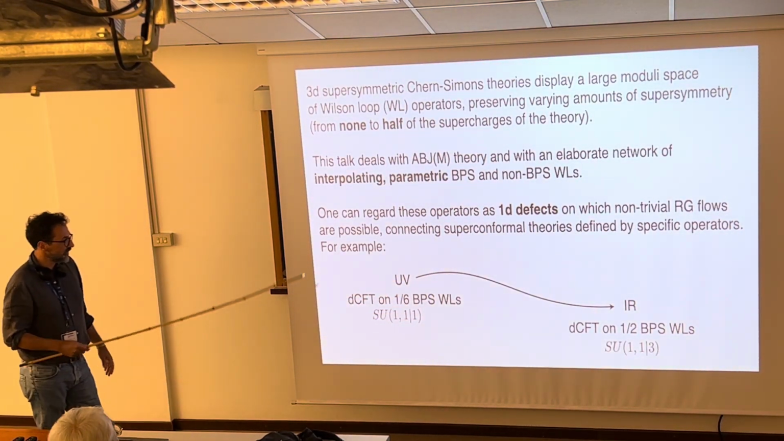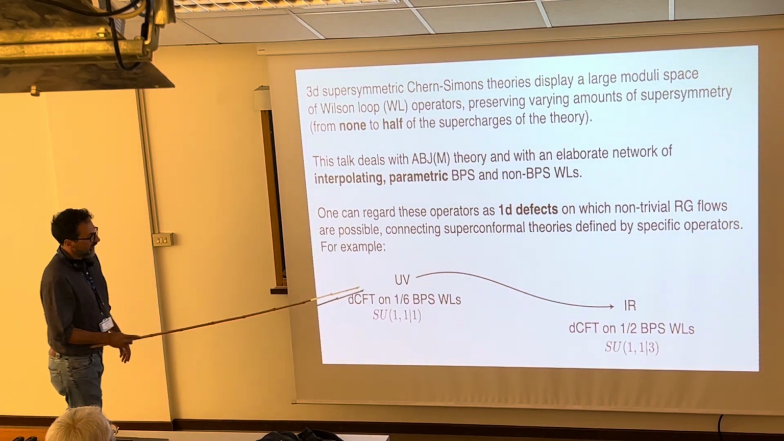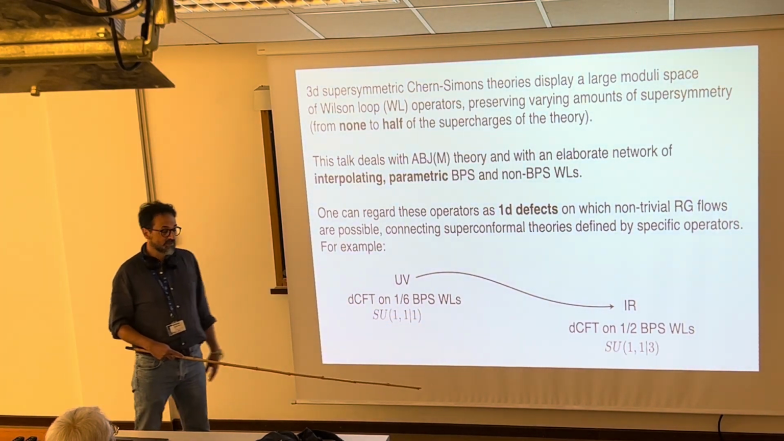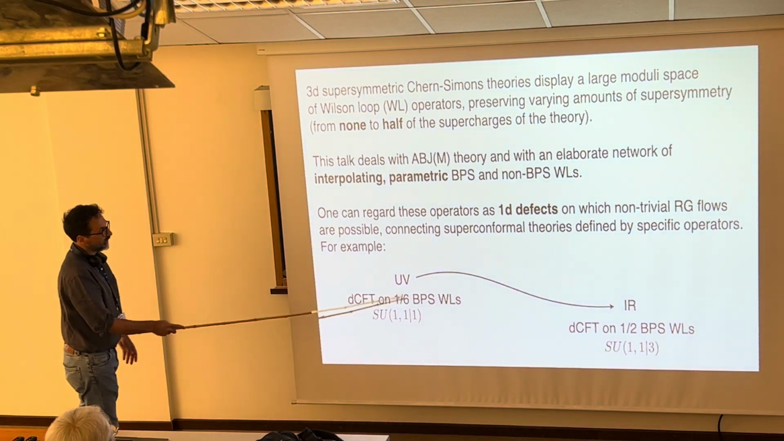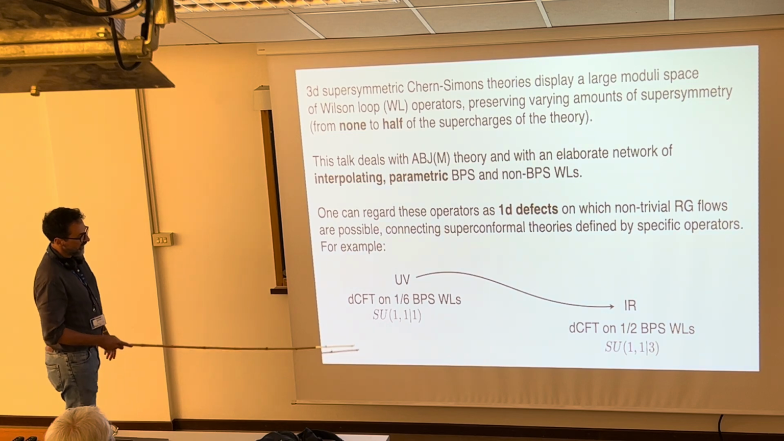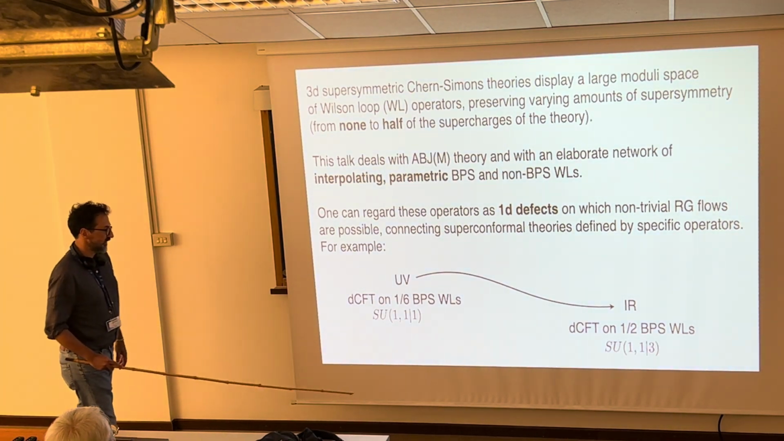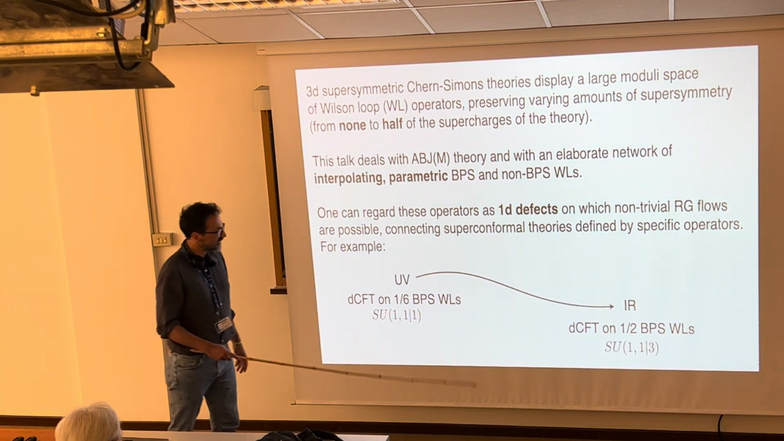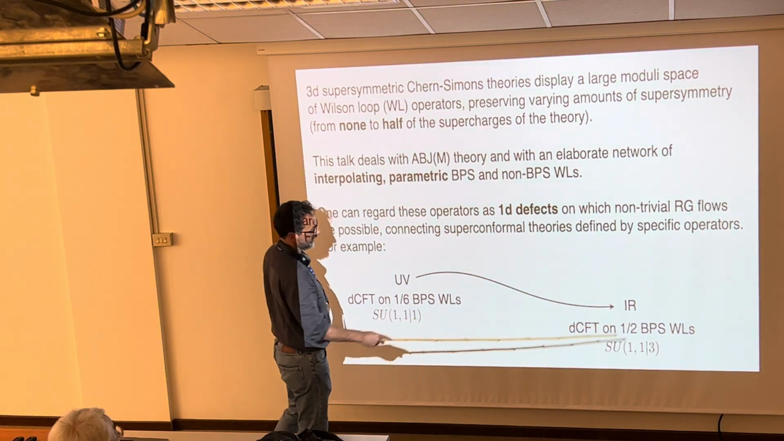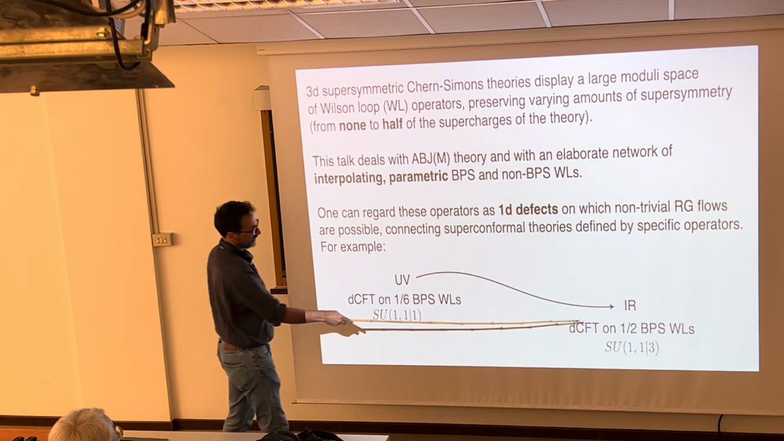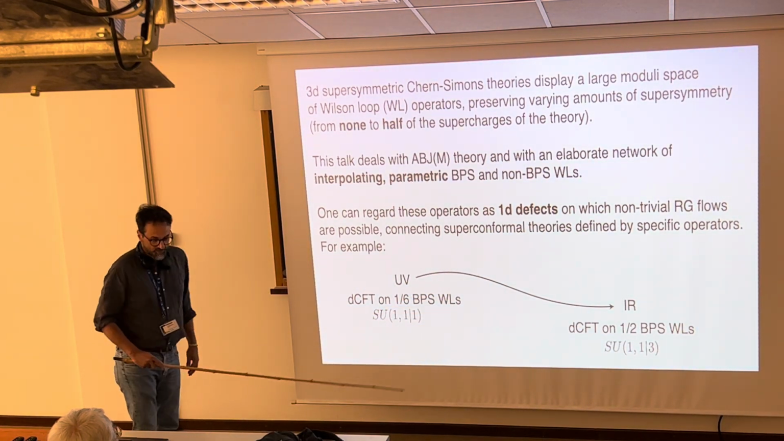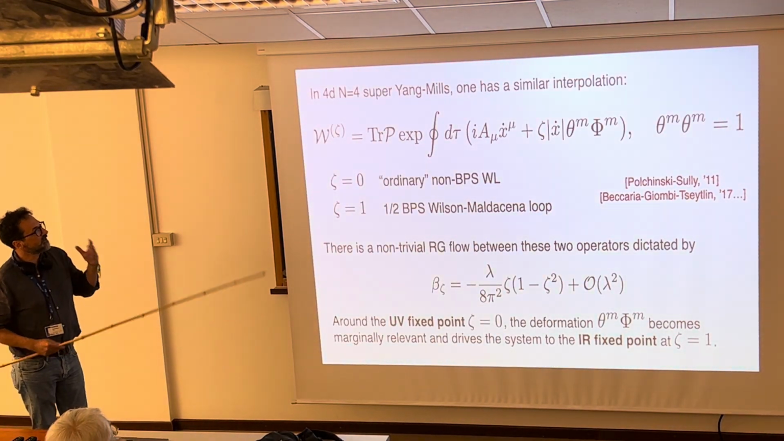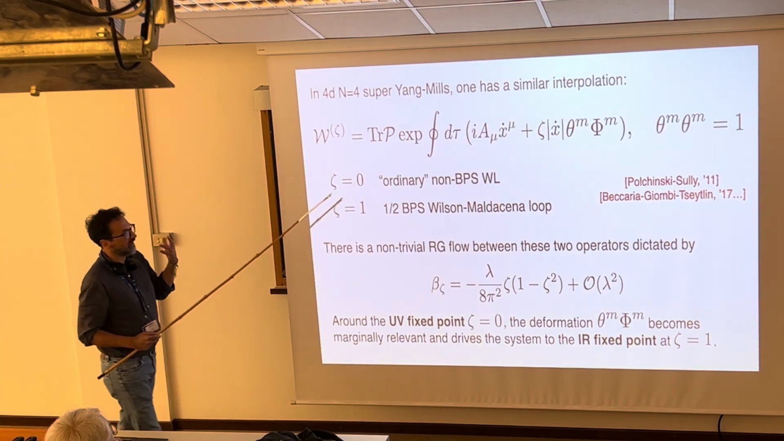For example, one example that we're going to see is an RG flow between a UV fixed point given by a defect CFT defined on a so-called 1/6 BPS Wilson loop. So a Wilson loop preserving 1/6 of the supercharges of ABJM, which has an SU(1,1|1) group, and flowing to an infrared fixed point defined by a defect CFT on the half BPS Wilson loop. So this preserves 1/2 of the supercharges of the theory with SU(1,1|3). This is very similar in spirit to what has been done in four-dimensional N=4 super Yang-Mills.